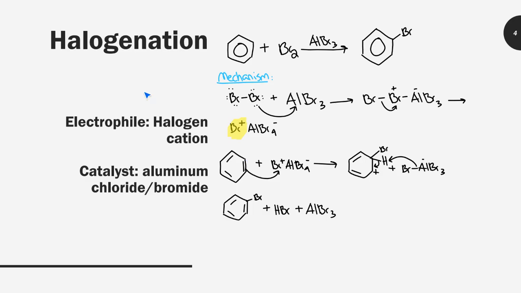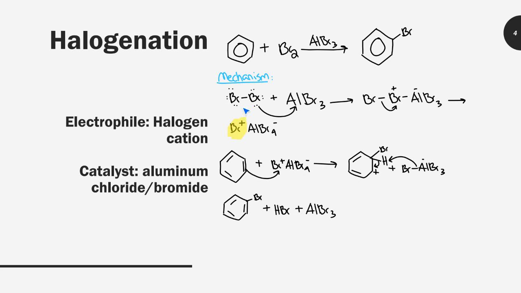So the next one is halogenation. In general, we have benzene with either chlorine or bromine. Our catalyst is aluminum bromide. You can also use aluminum chloride, and then you end up with a halobenzene ring. This is bromobenzene. Your electrophile here is a halogen cation, and the catalyst is aluminum chloride or bromide.